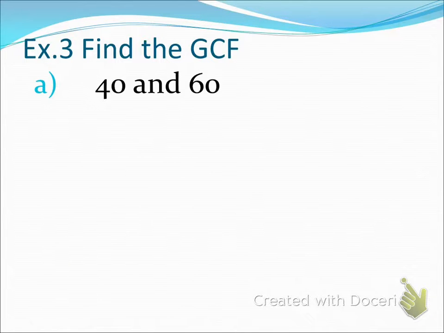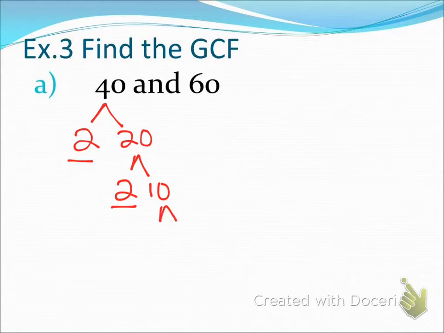Okay, so we want to find the GCF of these two numbers, 40 and 60. The first thing we want to do is find the prime factorization of each. 2 and 20 will work. Good. Prime. 2 and 10. Prime. 2 and 5. Prime, prime. So I have 2 to the third times 5 as the prime factorization of 40.